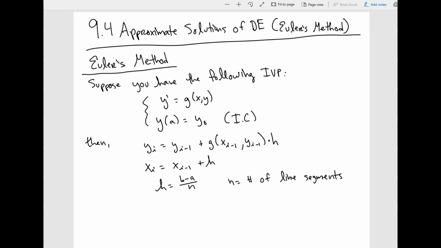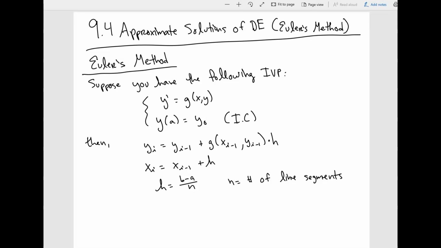This is going to be chapter 9.4, approximate solutions of differential equations. So far we've talked about two different types of methods, separation of variables and integrating factor, to solve first order differential equations. In this video, we're going to try to approximate the solutions to a differential equation. It's called Euler's method. It's sometimes called the polygon approximation.